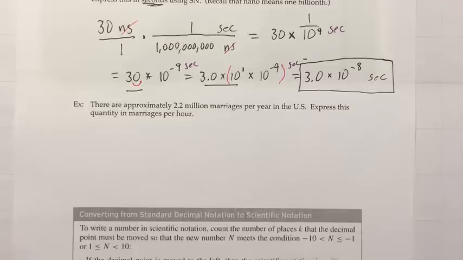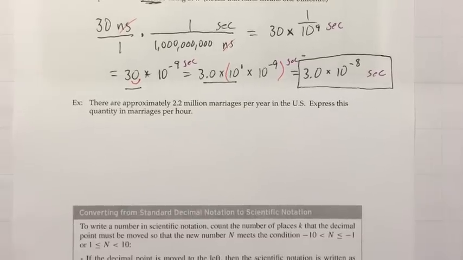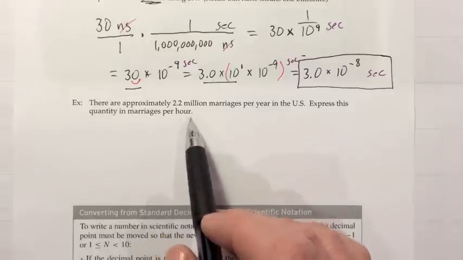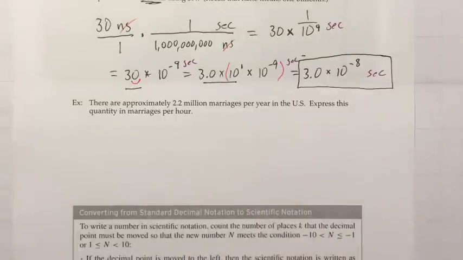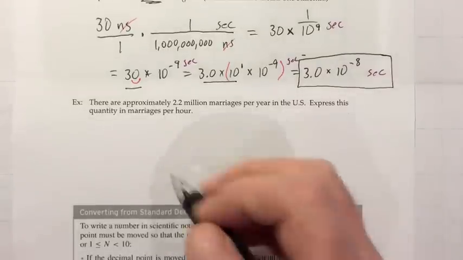So this is a problem that they refer to as putting numbers in perspective. They're thinking 2.2 million is a big number. It's hard for people to process. So to tell them there's that many marriages per year is just kind of overwhelming. They can't even think about what it really means. So expressing it in marriages per hour allows us to make this number smaller and a little bit more digestible. But ultimately, it's just a conversion problem.